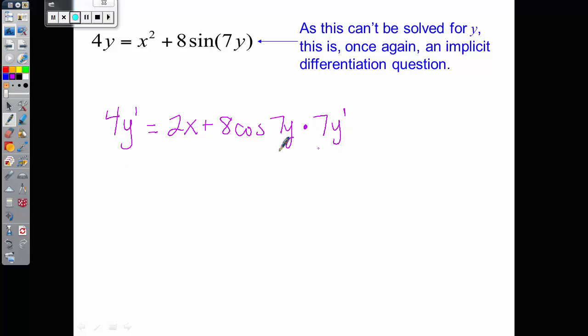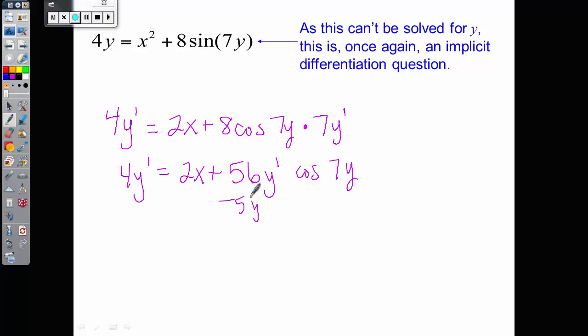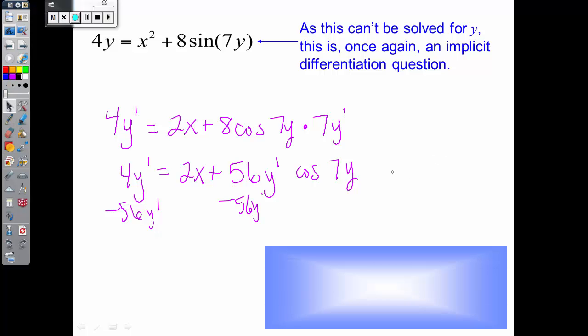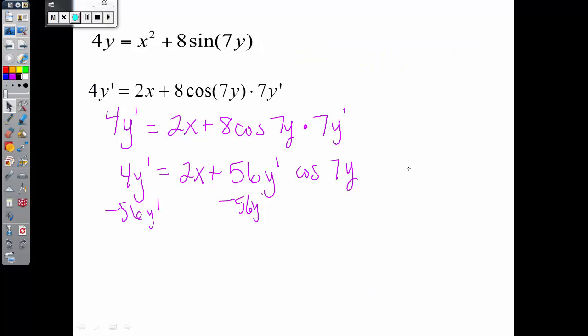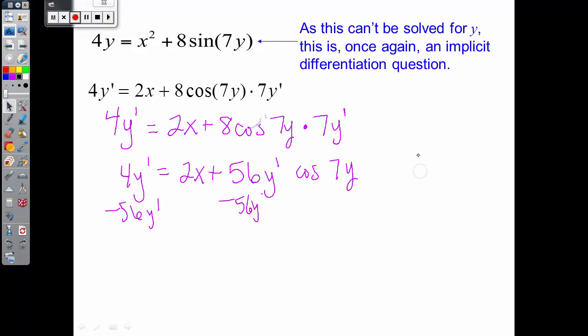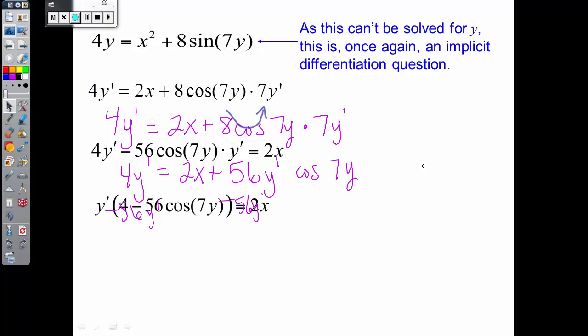So to simplify this and to solve for y prime, we would say 4y prime equals 2x plus 56y prime cosine 7y. And then we would subtract that from both sides. And I think I actually have this all typed out nicely. So 4y prime plus 2x, 8 cosine, and then we did all that chain rule. Subtract that from both sides.